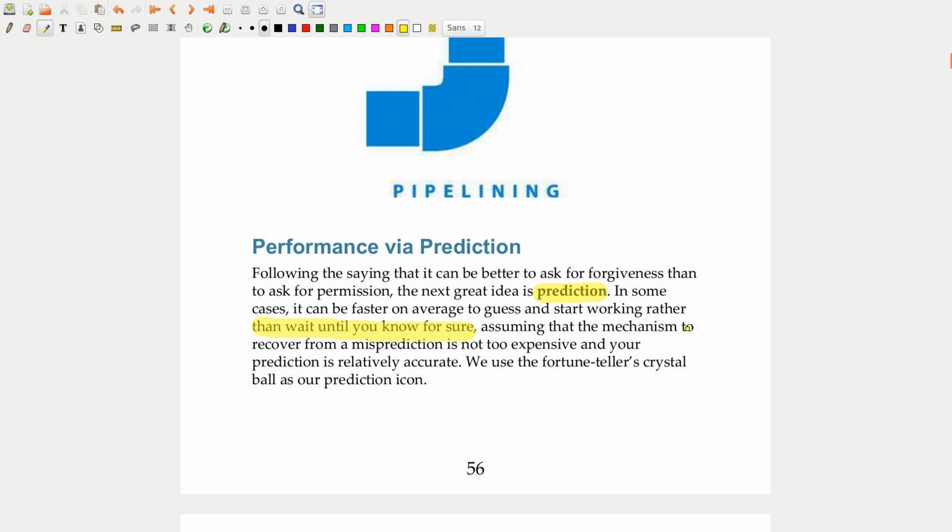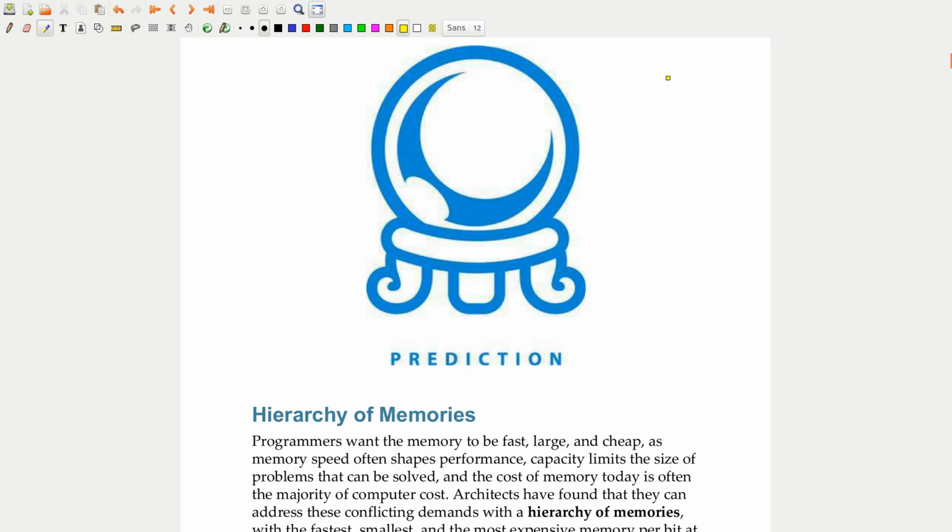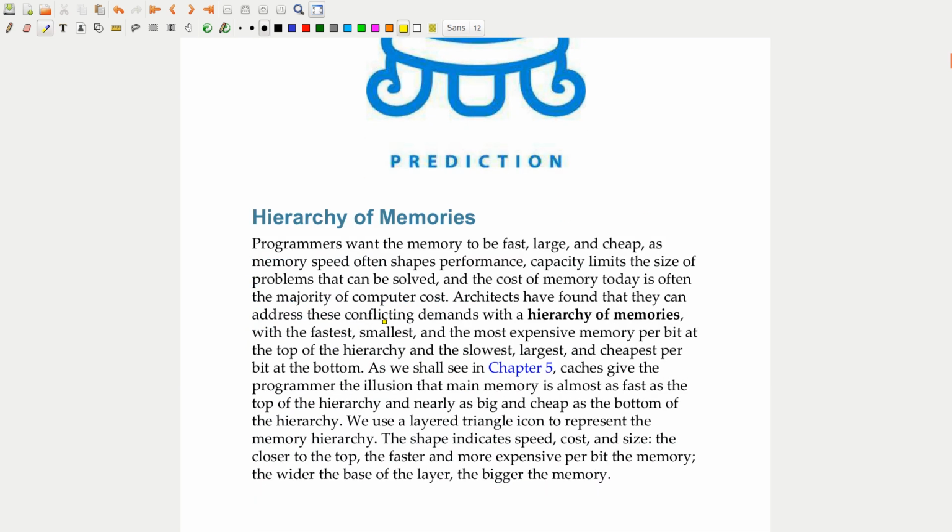This is of course assuming that the mechanism to recover from misprediction is not too expensive and your prediction is relatively accurate. So this means that, okay, we need to be able to predict things fairly well, and then when we have to roll back if we did something wrong, it has to not cause too many problems. And look, prediction, it's a crystal ball, it makes sense.